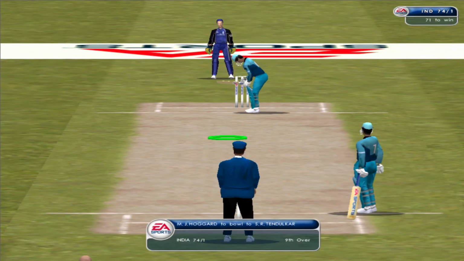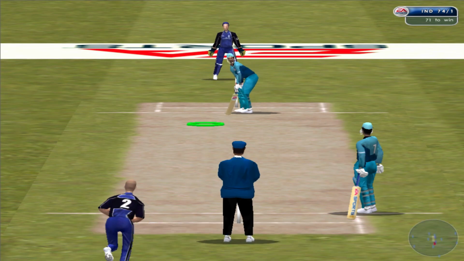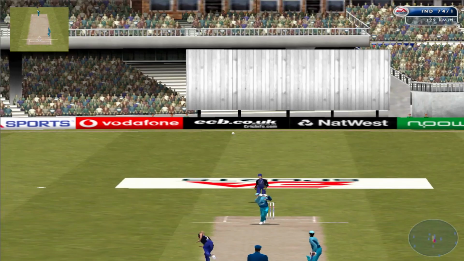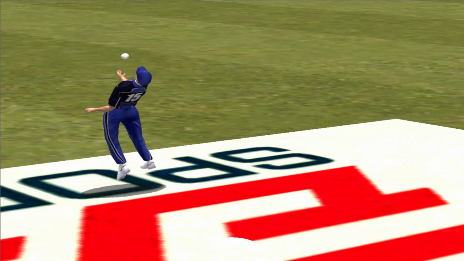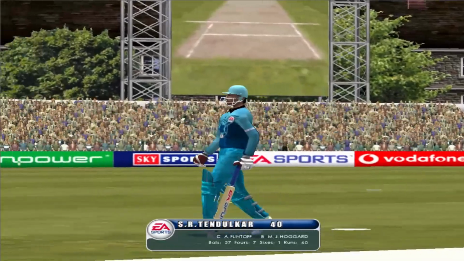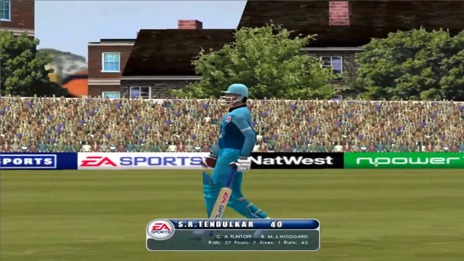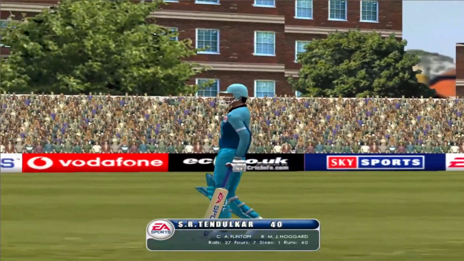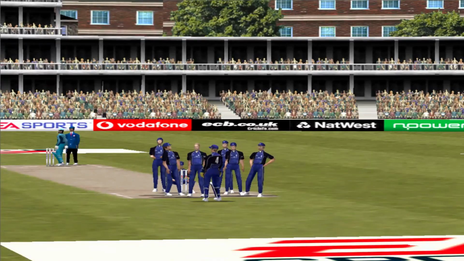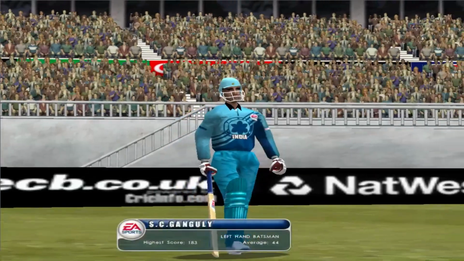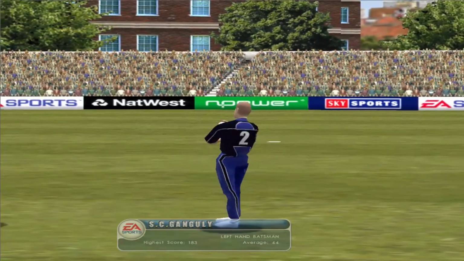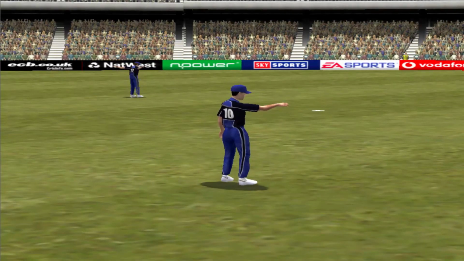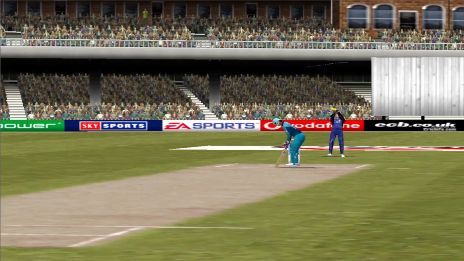Sehwag to Tendulkar. Well, he just picked it out perfectly, that shot. So that's the end of Tendulkar, a fine innings. He didn't seem to have any problems getting his eye in, so he's disappointed to get out now. Kohli is the new batsman for India. Sehwag gets his first wicket. India 2 down now for 74.